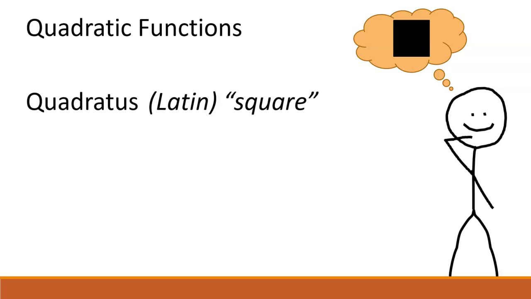A square is a polygon with 4 right angles and 4 congruent sides, but there's another thing that we can think of when we think of the word square, and that's a second power. So the function f of x equals x squared is a quadratic function. And sometimes we replace f of x with y, so y equals x squared is also a quadratic function.